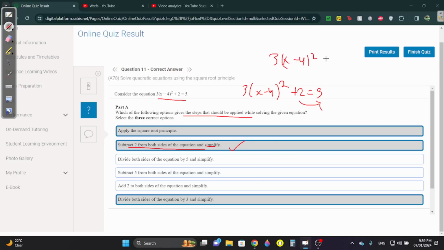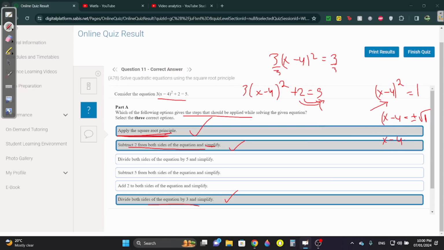3 times (x minus 4) squared becomes 3 because you took 2 to the other side. When you divide by 3, this is called simplification. So after dividing by 3, it becomes (x minus 4) squared equals 1. We said divide by 3 and simplify. Now you're going to take the square root, so it's x minus 4 equals plus minus radical 1. So we applied the square root, and now you just solve.